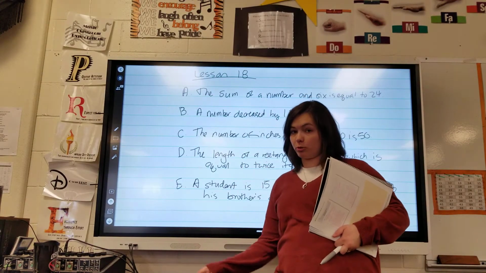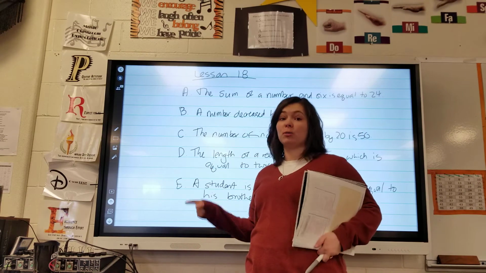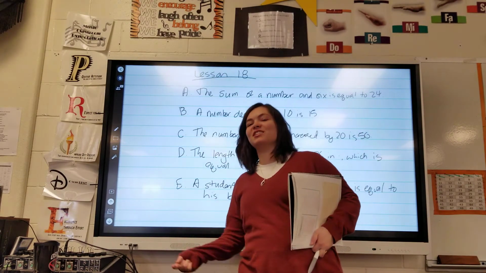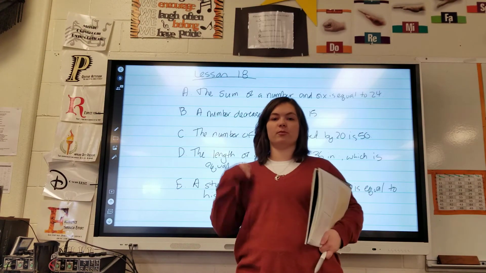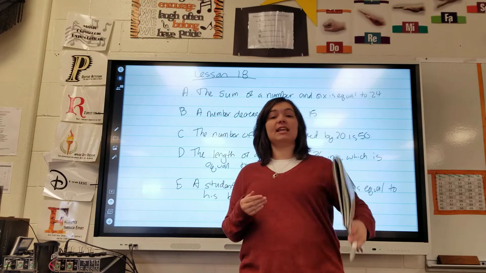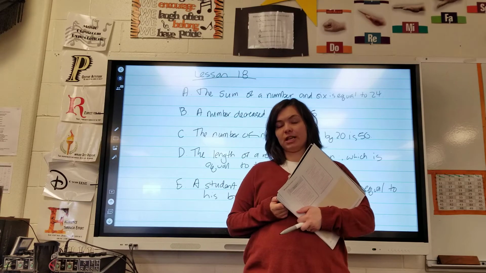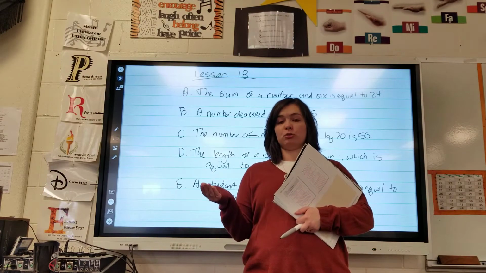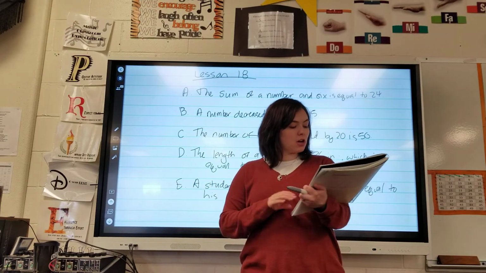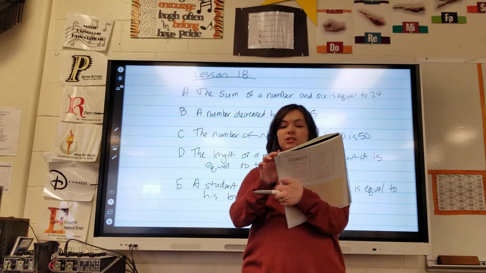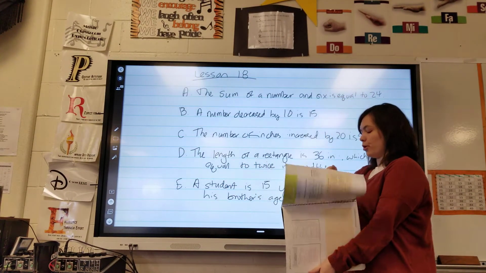Here are some verbal descriptions, and we're going to write an expression that matches them. And then we're going to explore solutions for equations. Basically saying, is a statement true or is it false? So first of all, let's go through these examples on the board.